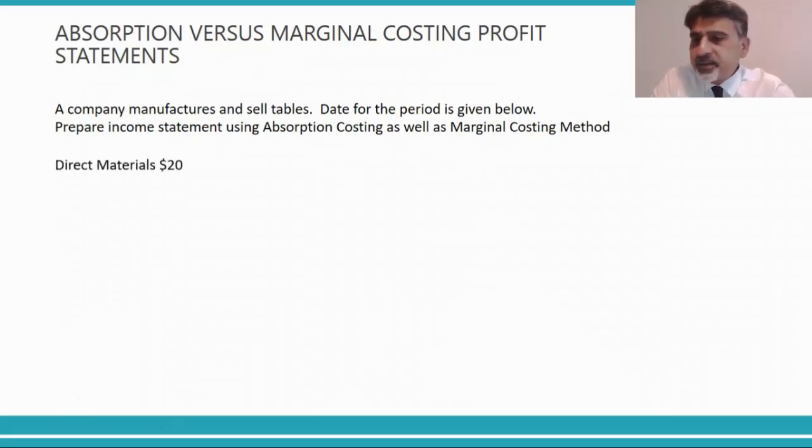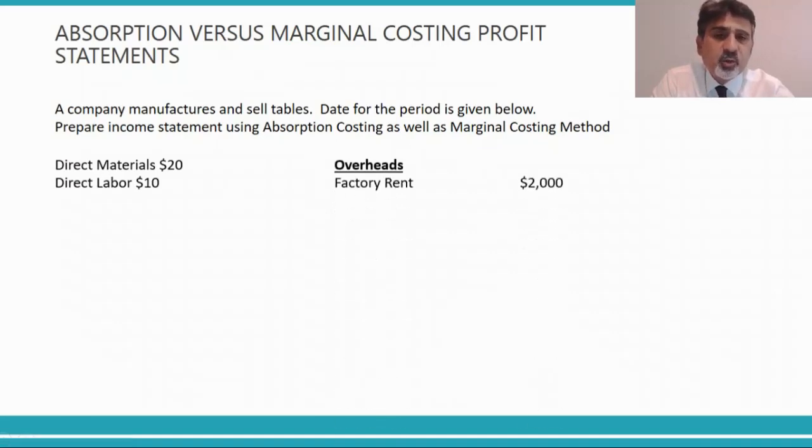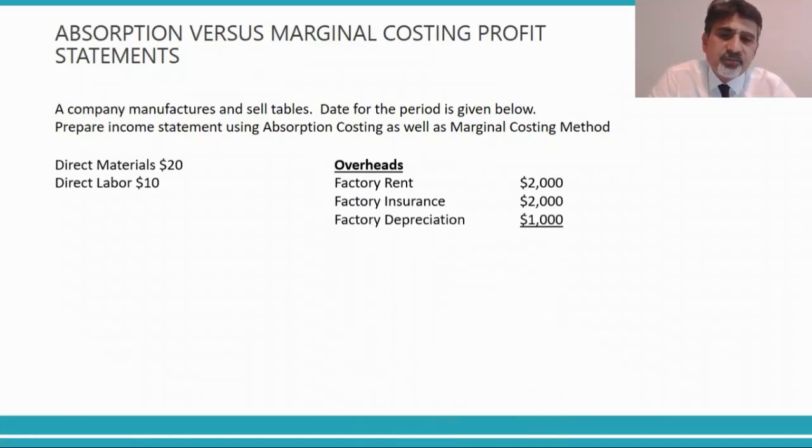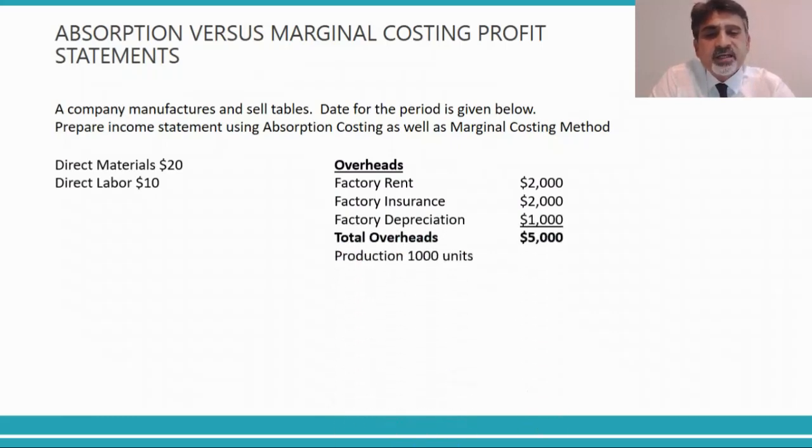So we say that direct materials are $20. We make tables, so within one table, direct materials are $20, direct labor is $10. Then you have overheads, which are fixed production overheads. You've got factory rent, $2,000. The factory insurance is $2,000. Factory depreciation is $1,000. So your total fixed overheads are $5,000. And then we say our production is 1,000 units. So it means that if you produce 1,000 units, your fixed overheads are $5,000.